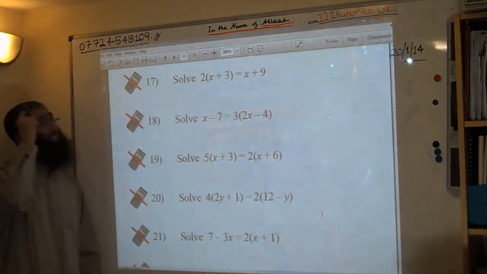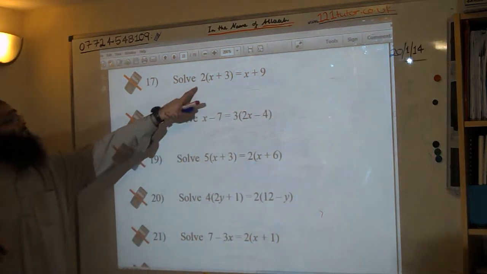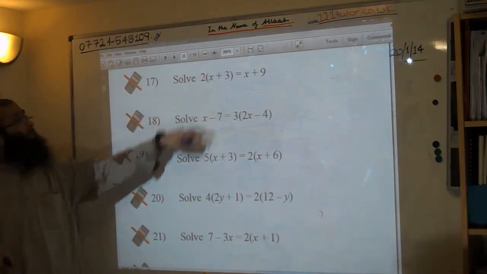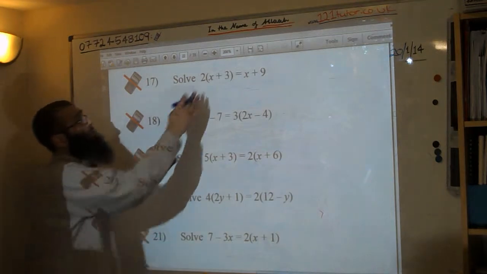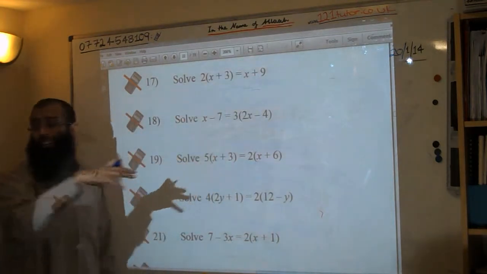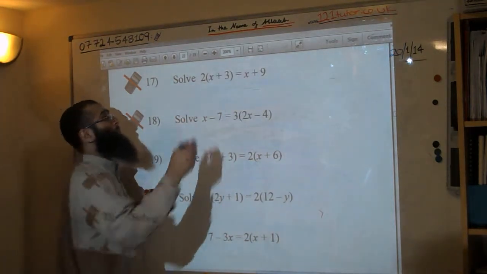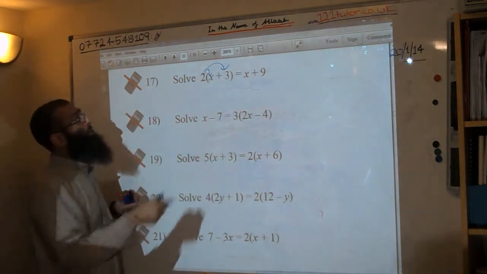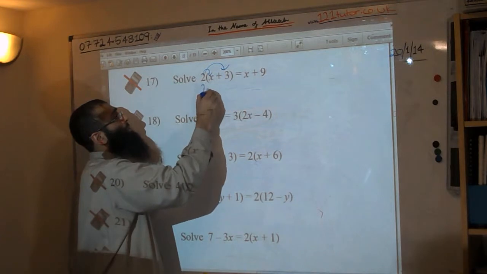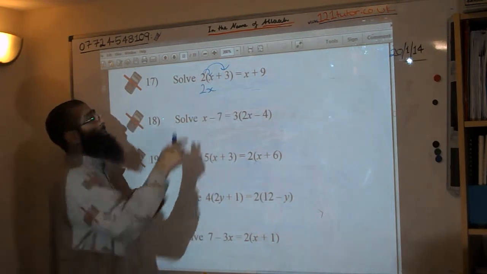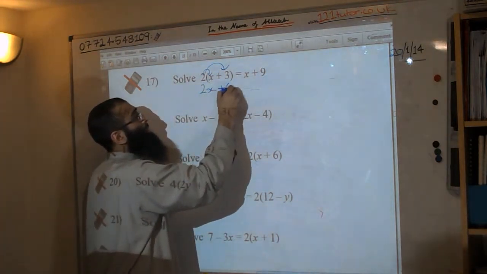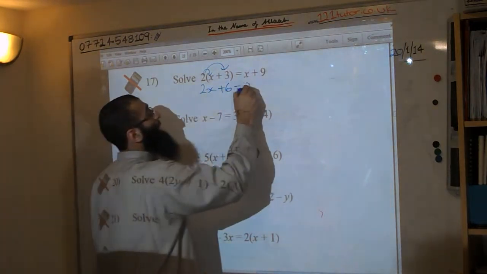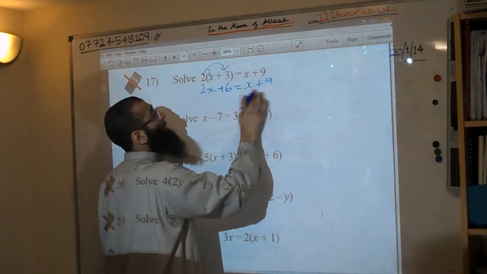Question number 17. Solve. Now they've added brackets into it as well. All we need to do now, we've got x's on both sides. This x is inside a bracket. We need to release it from the brackets. So what we do first, we have to multiply out the brackets. So 2 times by x will give us 2x. And then 2 times by plus 3 will give us plus 6. Then we have here x add 9.